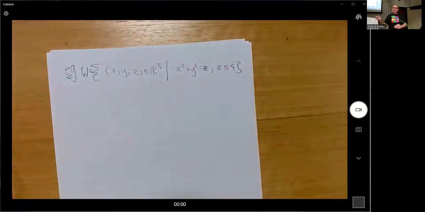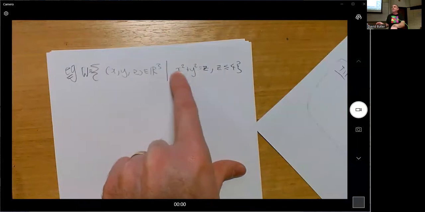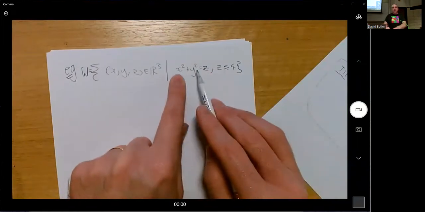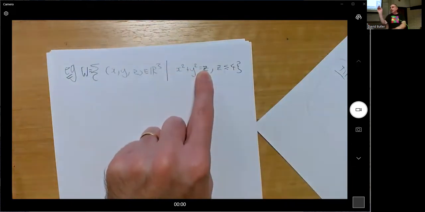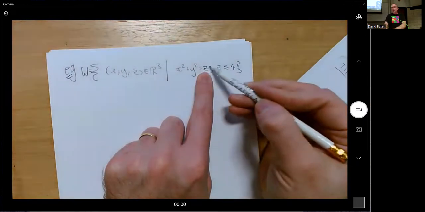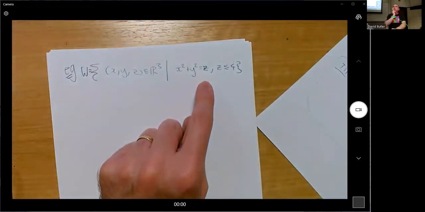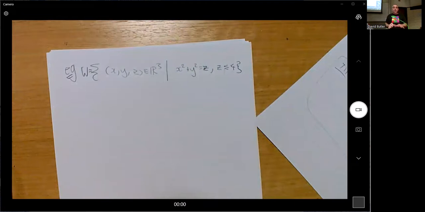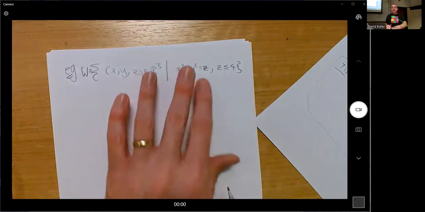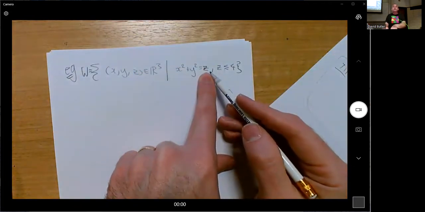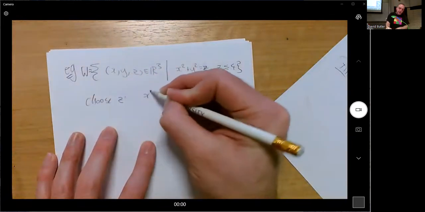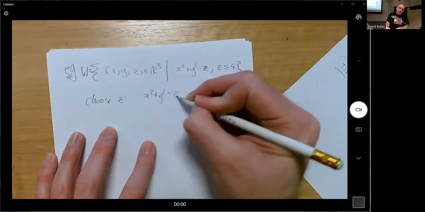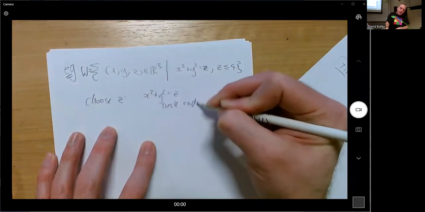That's covered by this. So x squared and y squared can't be negative, which means that z has to be greater than or equal to 0. So what I'm going to do is first figure out what this is. I know what this is because I made it up. So I know that if I choose different z's, I get circles. So choose z, I get x squared plus y squared equals z, which is a circle of radius root z.